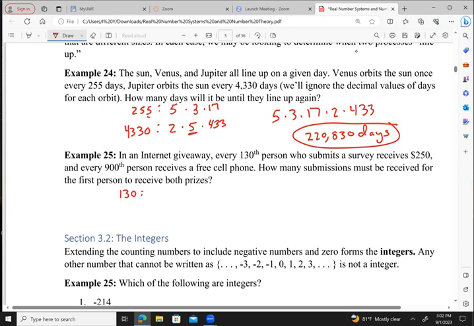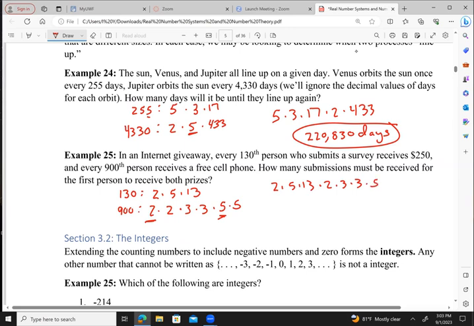This is 2 times 65, which is 5 times 13. 900: 2 times 450, 2 times 225, 3 times 75, 3 times 25, 5 times 5. So I take the 2 and the 5 and the 13 from 130. That accounts for a 2 and a 5. So I have another 2. You have 2 more 3s, and I have 1 more 5.